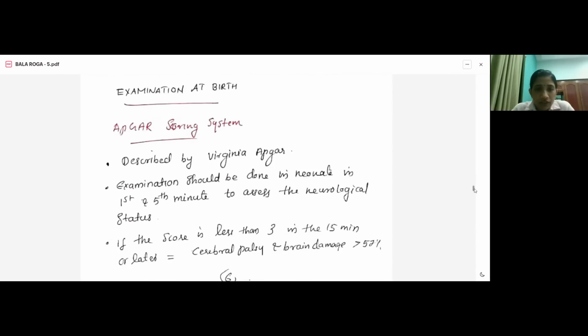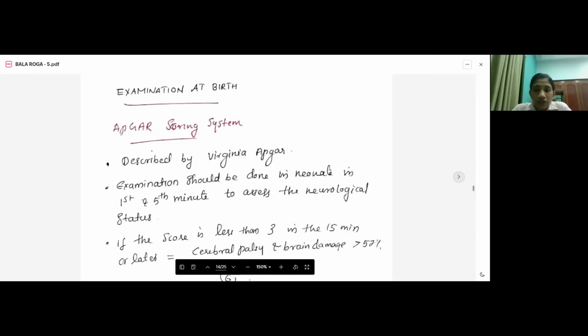Moving to the next point, that is the examination of the baby at the time of birth. The main thing you have to remember in this portion is the APGAR scoring system. You may have studied this during your BAMS time, and this APGAR scoring was described by Virginia Apgar. This examination is done in the neonate in the first and fifth minute in order to assess the neurological status of the baby.